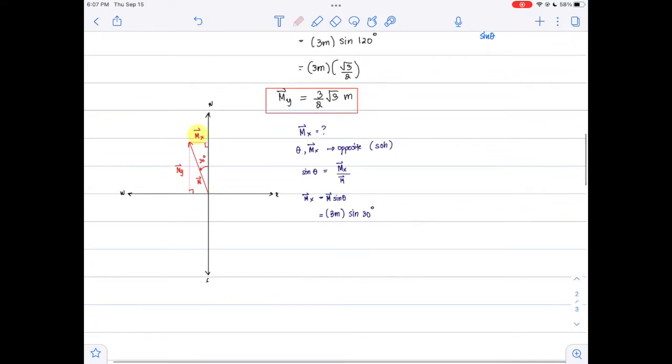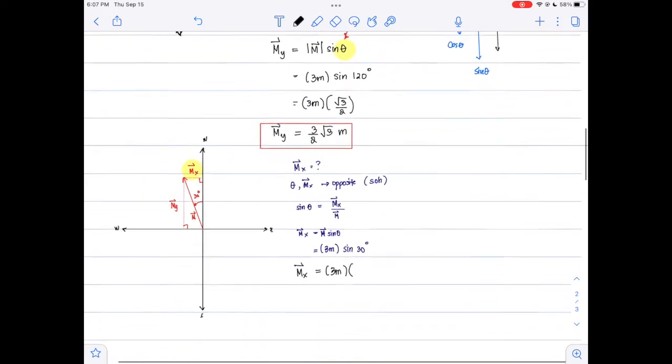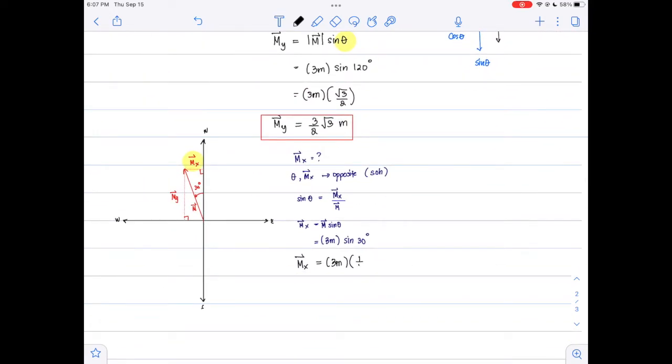After that, you're going to get m sub x. Sorry, my color changed, but I'm tired of erasing. 3 meters, and then the sine of 30, of course, is the y component, which is 1/2. And m sub x is equal to 3 over 2.